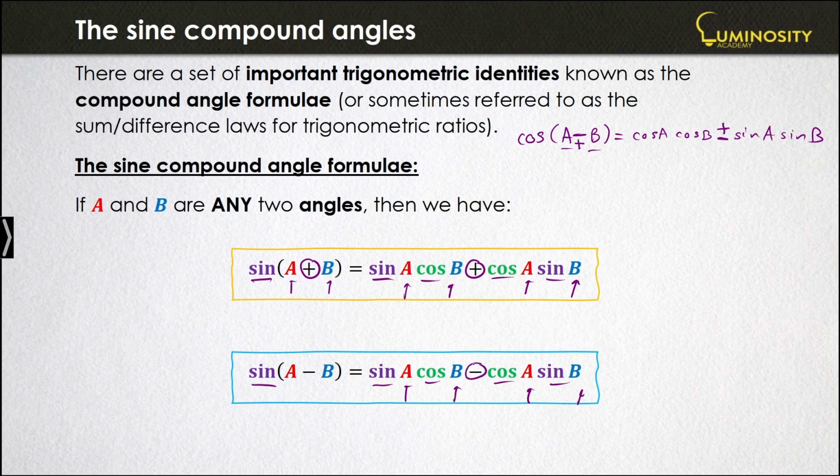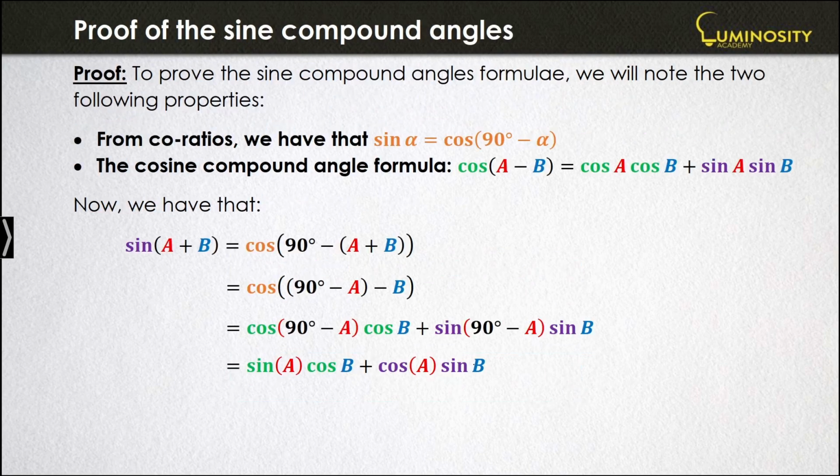So let's go ahead and prove that, and we'll prove it from the cos compound angle formulae that we derived earlier. Okay, so to prove the sine compound angle formulae, we'll note two following properties. Firstly, from co-ratios, we can write sine alpha as cos of 90 minus alpha. So let's just remember on your CAST diagram what that looks like again.